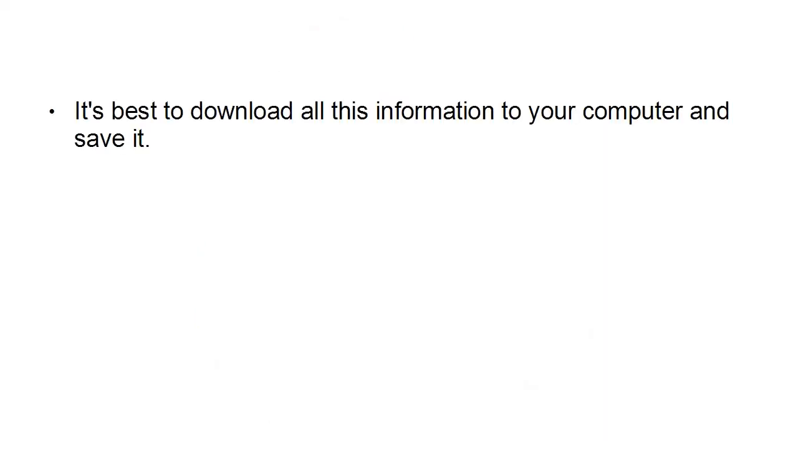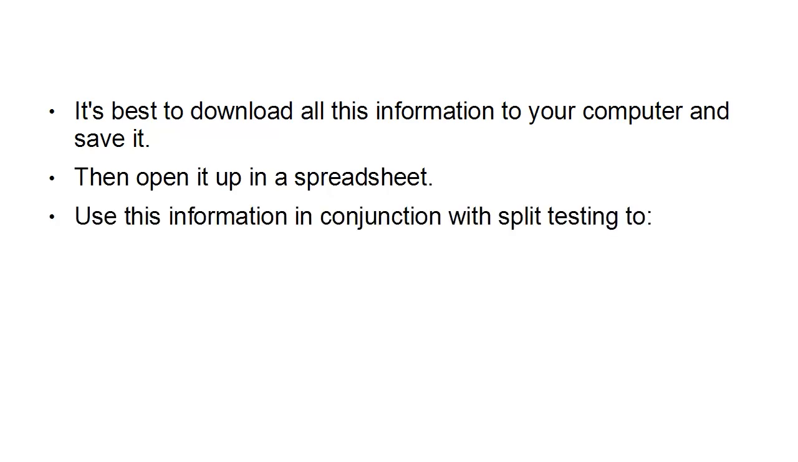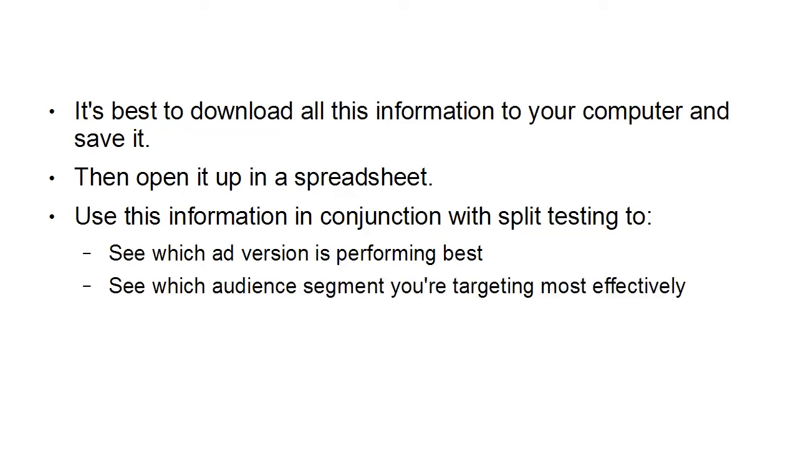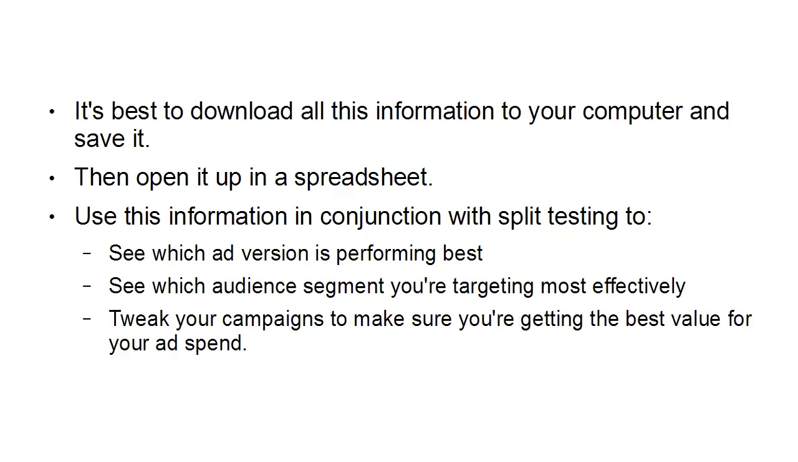Now, at this point, you might be on information overload and not know what to do with all this data. It's best to download all this information to your computer and to save it. And then you can open it up as a spreadsheet. You want to use this information in conjunction with split testing to see which ad version is performing best, see which audience segment you're targeting most effectively, and to tweak your campaigns to make sure you're getting the best value for your ad spend.